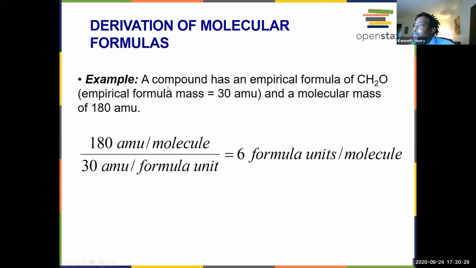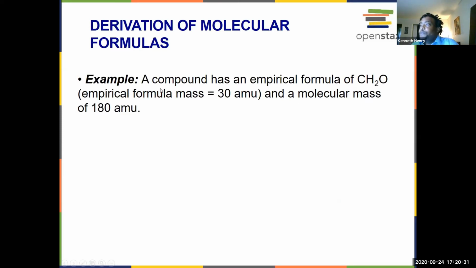Oops, I got carried away. So say a compound has an empirical formula of CH2O, and its empirical formula mass is 30 AMU. All it is is calculating the molar mass of CH2O. It's going to be 30. They're giving it. And the molecular mass is 180.